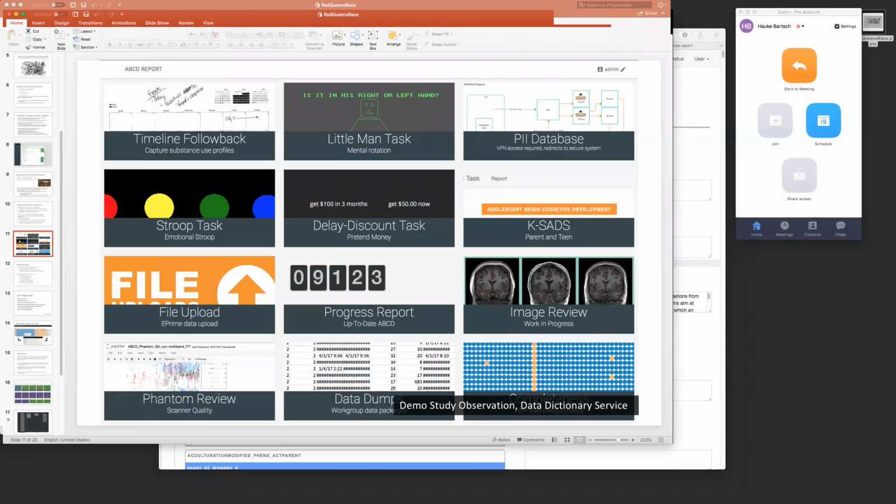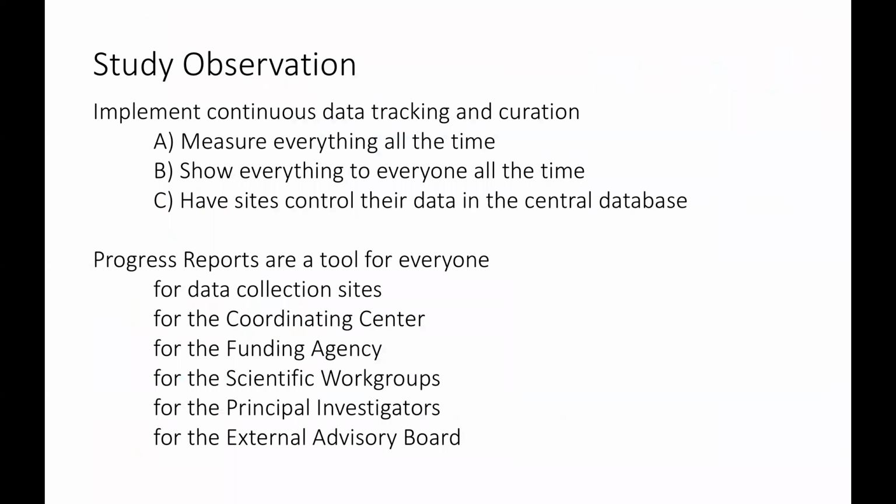Okay, if I go back to the next slide. So the one additional task that we have is the study observation. And so we have to implement continuous data tracking and curation. So we are, if you know Murphy's Law, everything that can go wrong will go wrong if you let it.